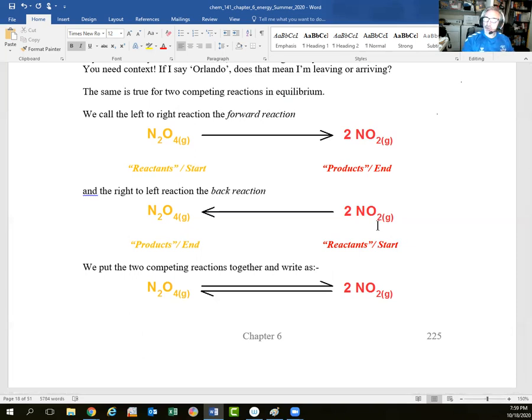When we're talking about the reaction from left to right, that's the forward reaction. But the separate reaction from right to left is the back reaction. We're using the same chemicals, but now their role in the reaction has been completely reversed. Now the nitrogen dioxide is the reactant being used up. And now the N2O4, the dinitrogen tetroxide, is the product in that back reaction.